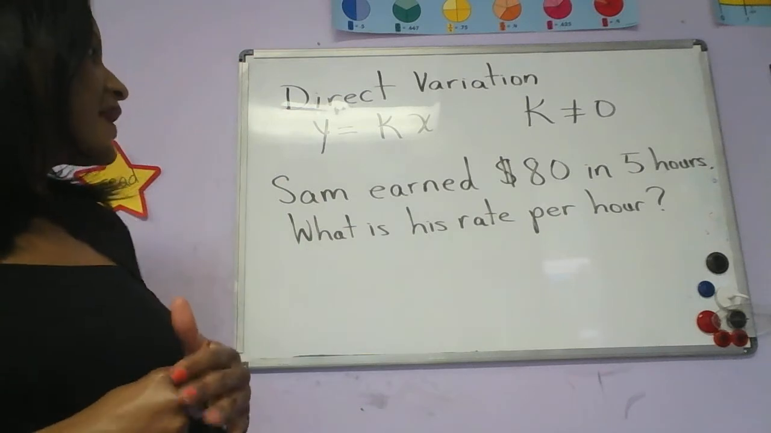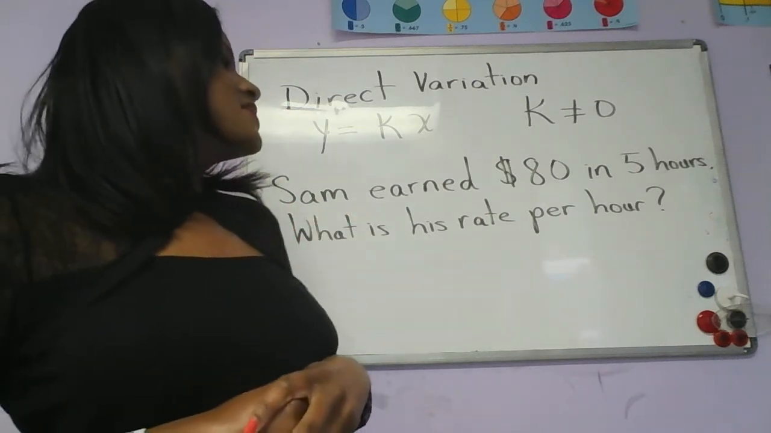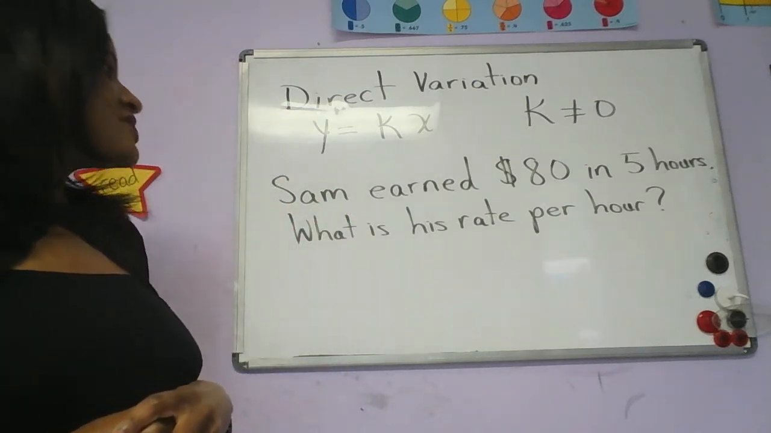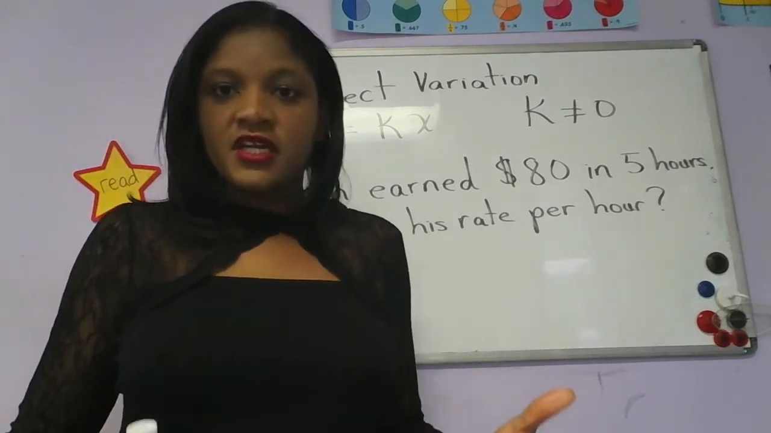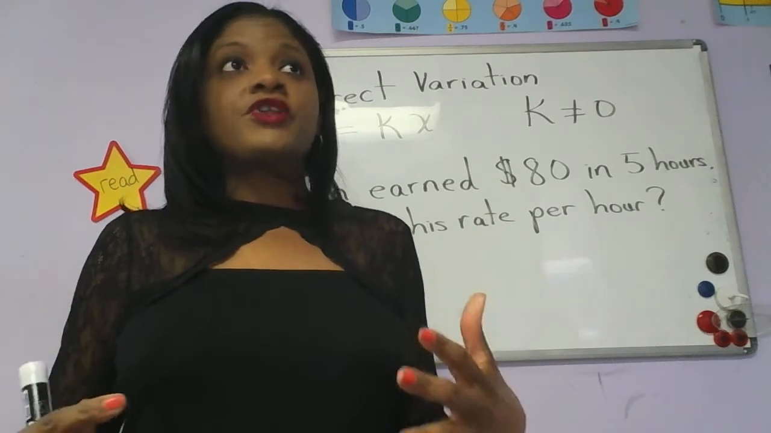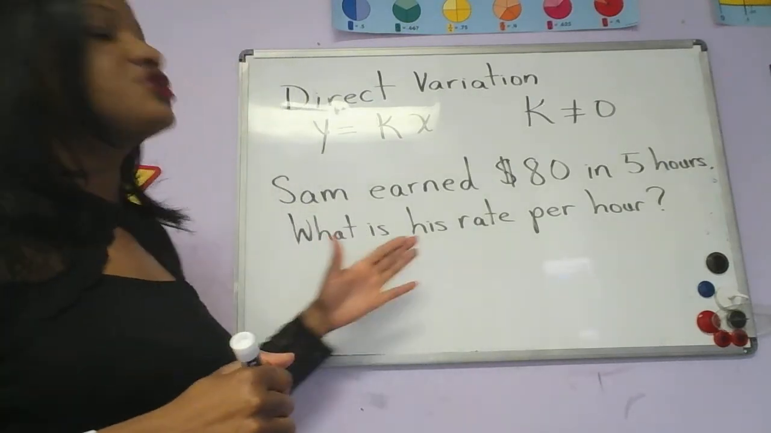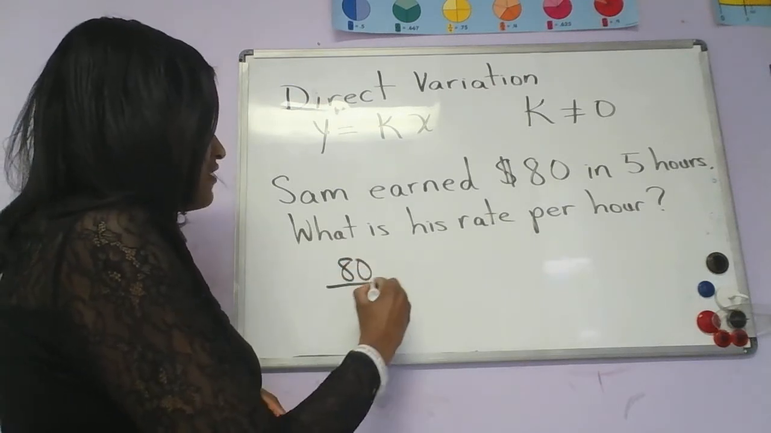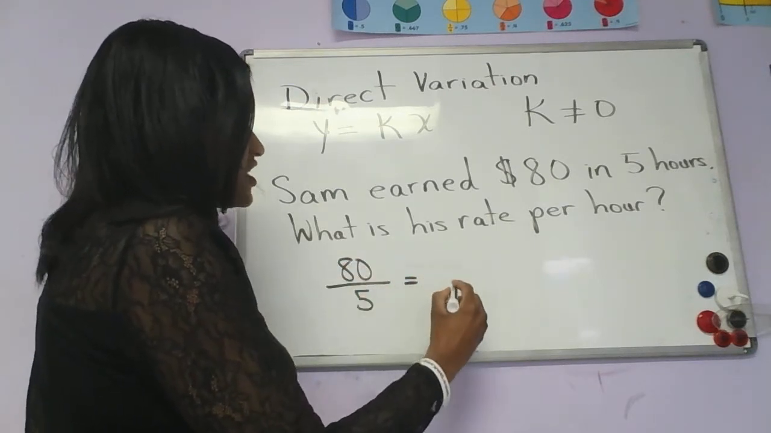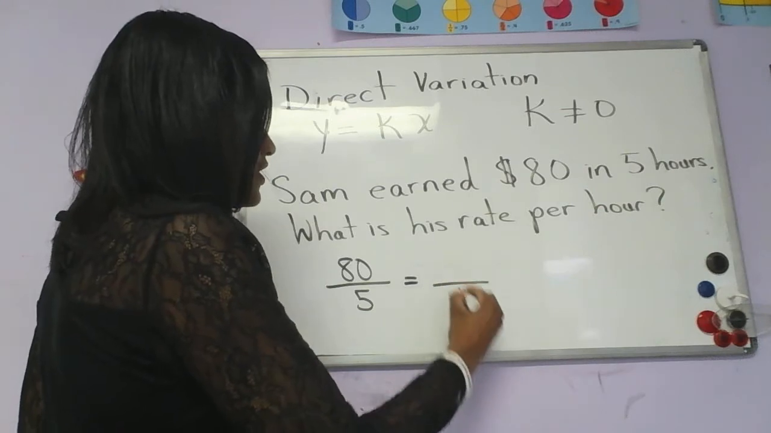So here's a problem that we can use this for. Sam earned $80 in 5 hours. What is his rate per hour? Now, we've done proportion, so this is nothing really new. This is just building on the proportion. So we can solve this using a proportion. So if he makes $80 in 5 hours, how much does he make in 1 hour is the question.